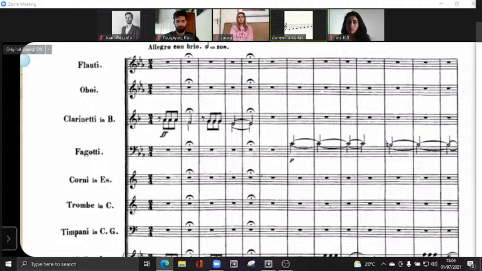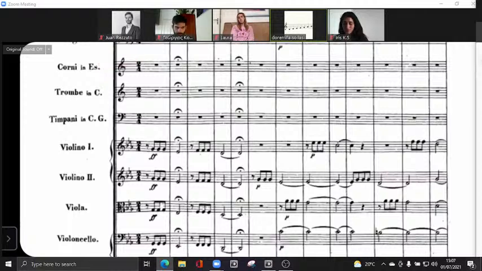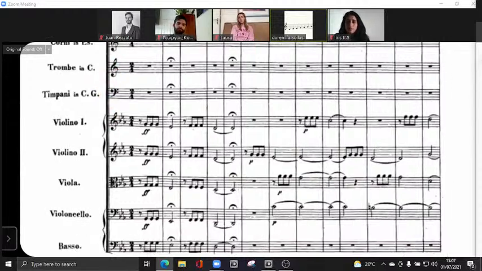So the first flute, we write it with stems going up, and the second flute, we write it with stems going down. The same with the oboe. Here we can see how we write the clarinet: the first clarinet with stems going up, and the other one with stems going down. The same with the bassoons. This trombe means trumpet. The timpani, the first violins, the instruments are playing in unison in the first measures.